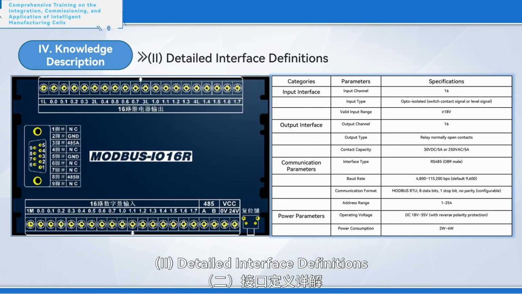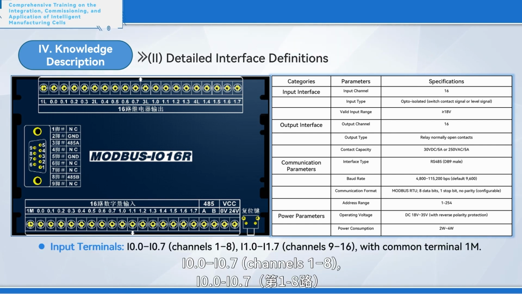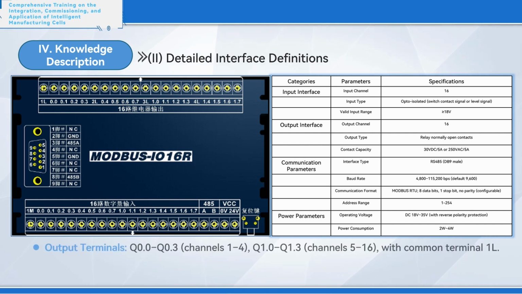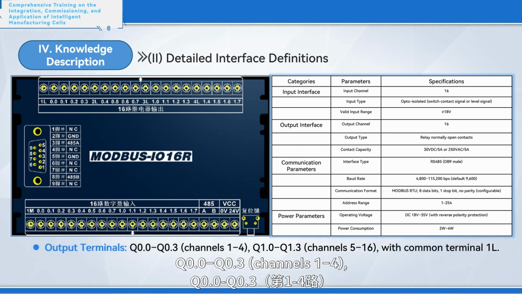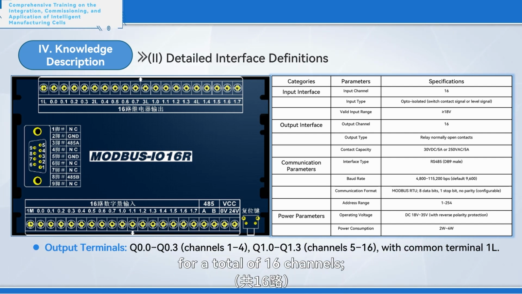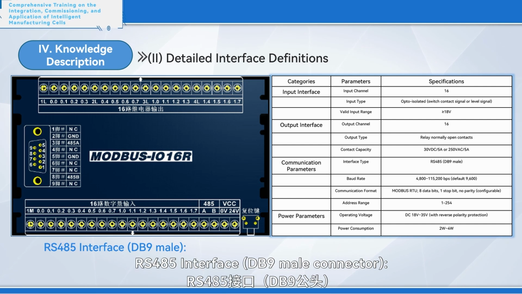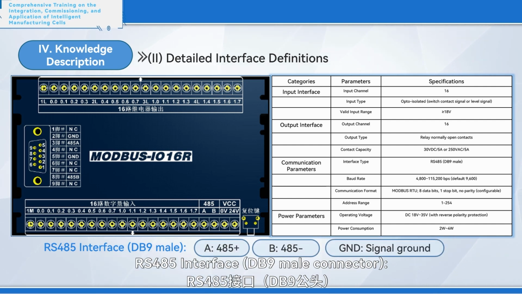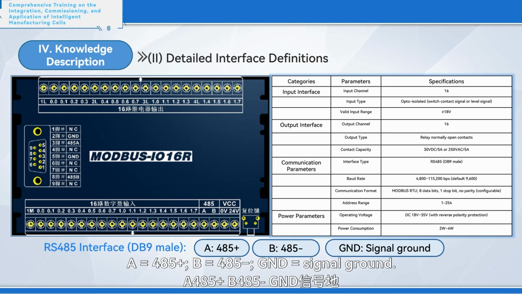2. Detailed interface definitions. Input terminals, I0.0 to I0.7, channels 1 to 8, I1.0 to I1.7, channels 9 to 16, with common terminal 1M. Output terminals, Q0.0 to Q0.3, channels 1 to 4, Q1.0 to Q1.3, channels 5 to 8, etc., for a total of 16 channels, common terminal 1L. RS-485 interface, DB9 male connector, A equals 485 plus, B equals 485 minus, GND equals signal ground.